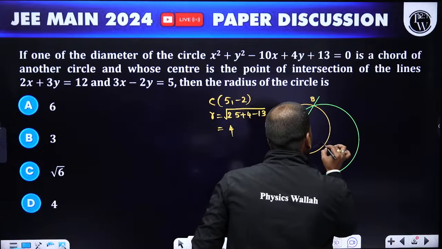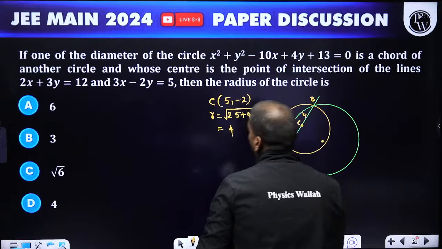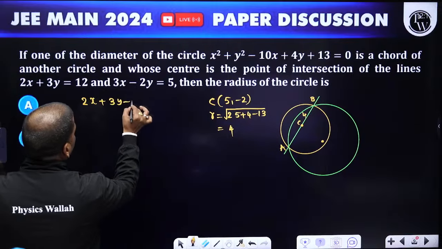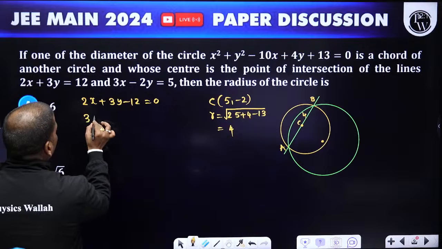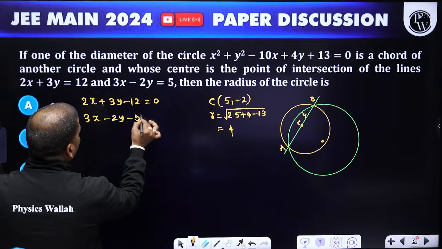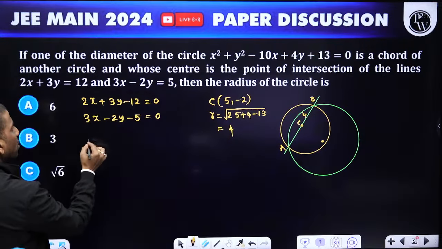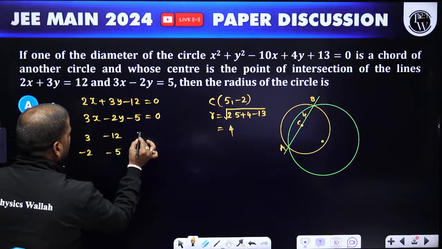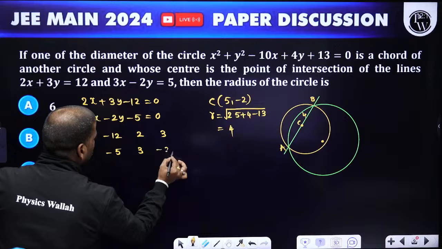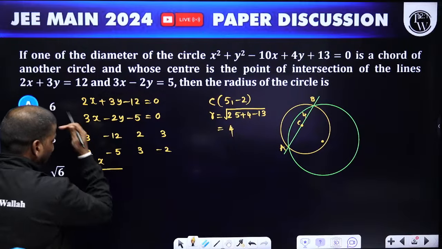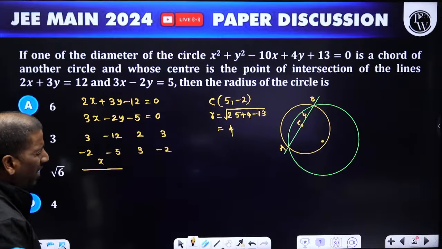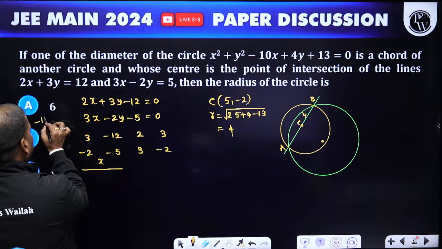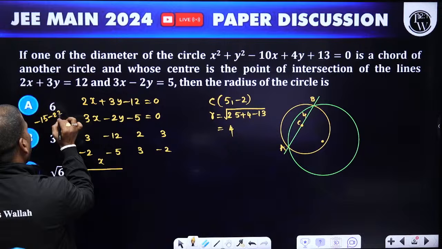So this center is also given. So somewhere this center is there. What is the center here? How do you find the point of intersection of these two lines? 2x plus 3y minus 12 is equal to 0. 3x minus 2y minus 5 is equal to 0. Let us use the cross multiplication method. 3, minus 2, minus 12, minus 5, 2, 3, 3, minus 2. So then x by what would I get? Minus 15 plus 24. No, minus 24 only, right?